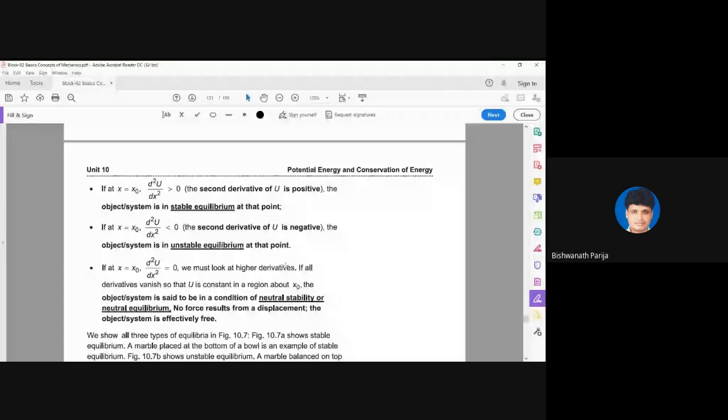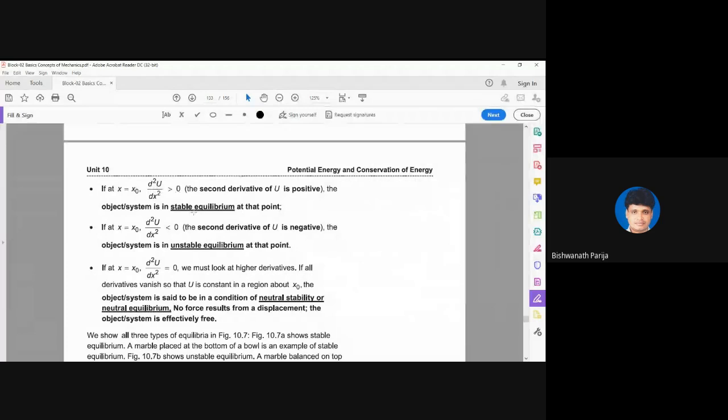Suppose at x equal to x naught, the second derivative d square U by dx square of U is greater than 0. The second order derivative of U is positive, so the object or the system is in stable equilibrium. Very important point, you remember.